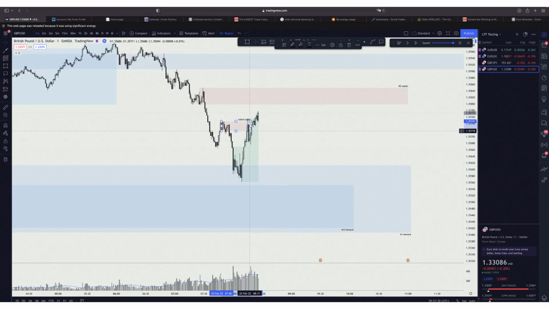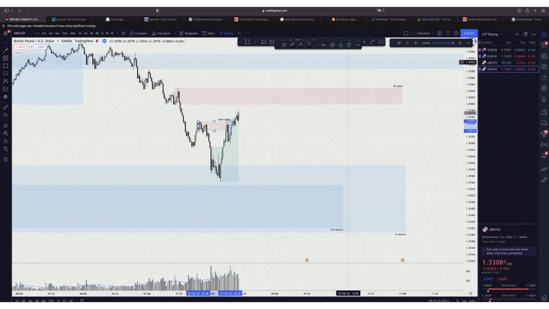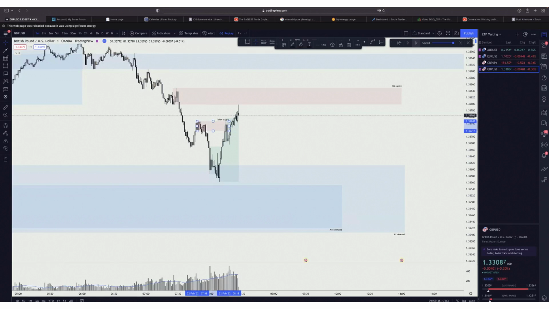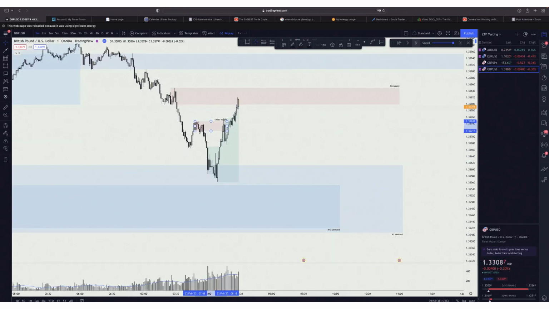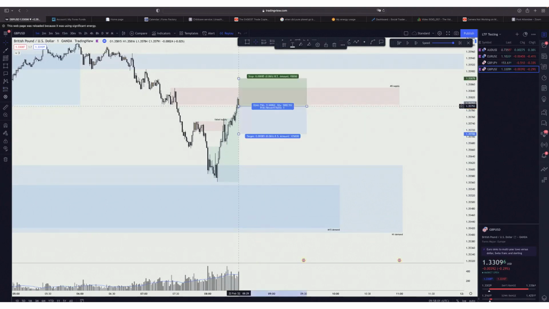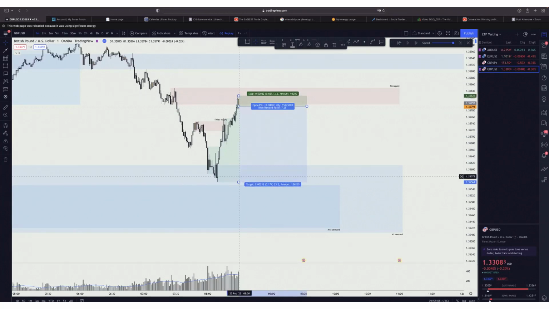So small supply there. We're obviously going to go into this 5-minute supply, so let's see what happens. I'd probably look for a short here. I feel stupid saying it because we already know what's going to happen, but I would look for a short here to at least take out this low. I'm just going to stick it on. Obviously, it doesn't mean a lot because we probably know that it's going back down.